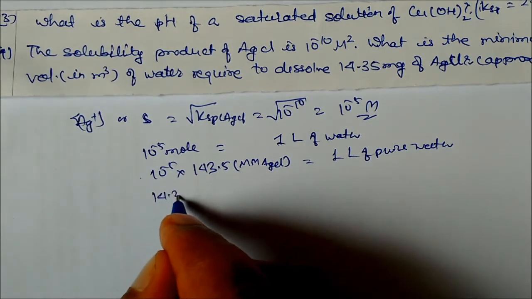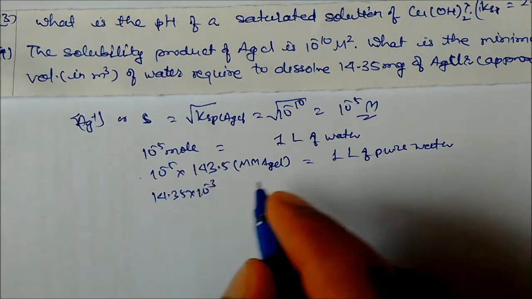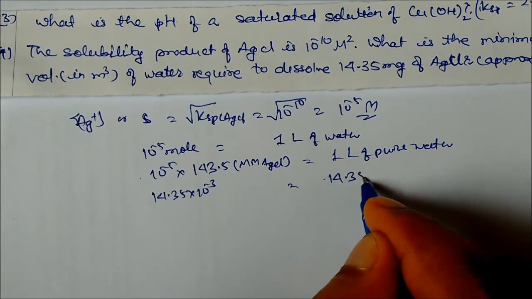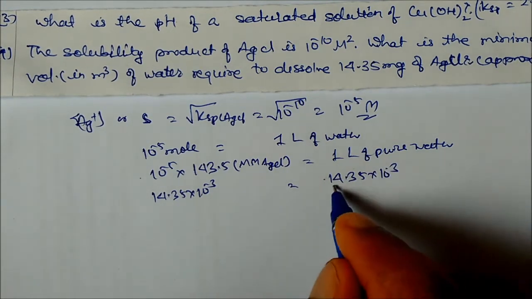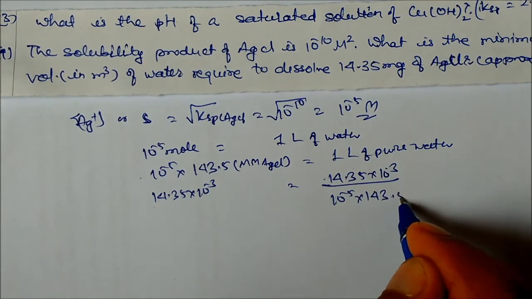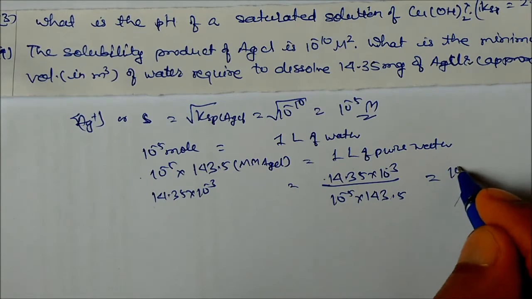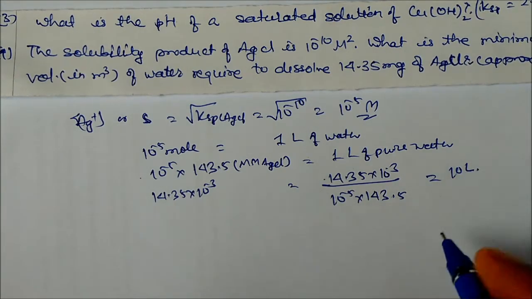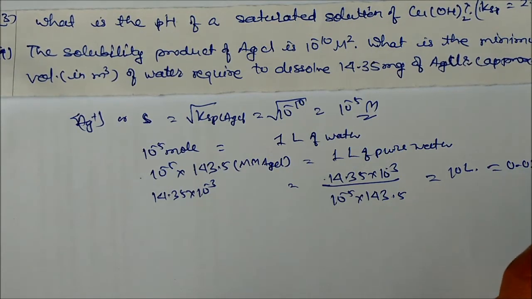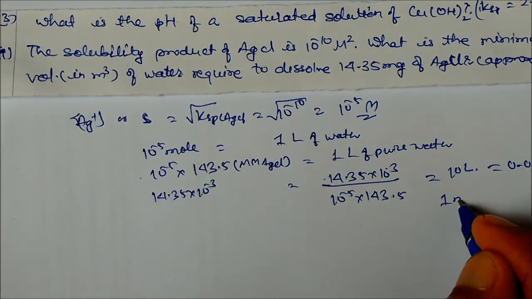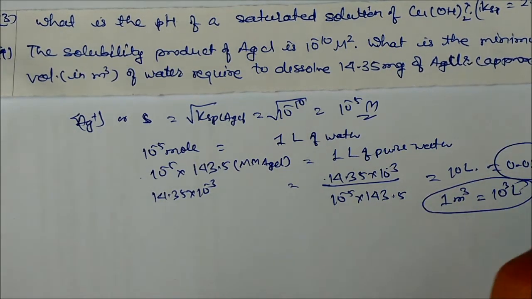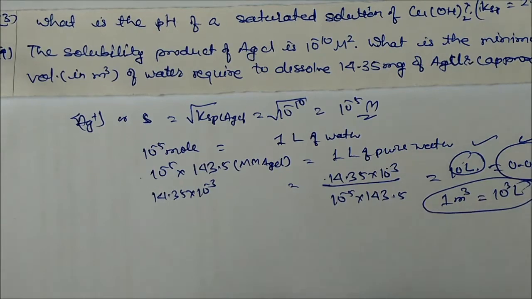Now for this much gram, 14.35 into 10 to the power minus 3 gram, how much water do we require? Definitely the answer will be 14.35 into 10 to the power minus 3 divided by 10 to the power minus 5 into 143.5. On solving, we will get 10 liter. We can also write it as 0.01 meter cube, because 1 meter cube is equal to 10 to the power 3 liter of water. So both answers are correct.